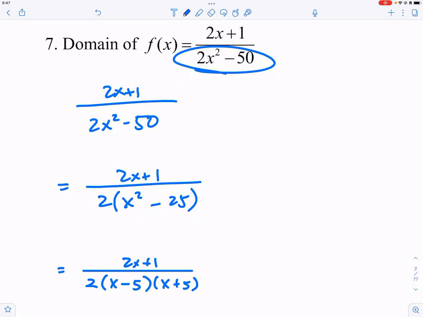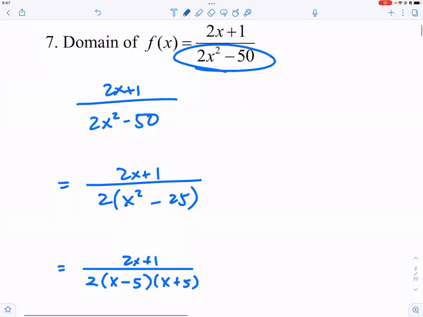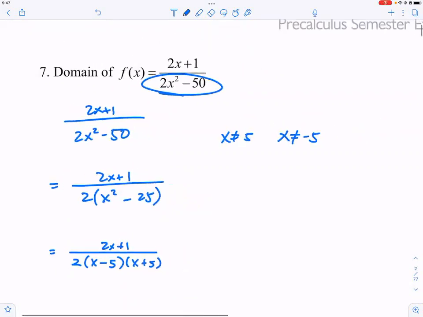And now you have a better idea. You're like, oh, so what can't x be? And so we say, oh, x cannot be 5, x cannot be -5, because if they are these 2 numbers, then we have a huge problem. Because this fraction will become undefined. So these 2 x values cannot be in our domain.